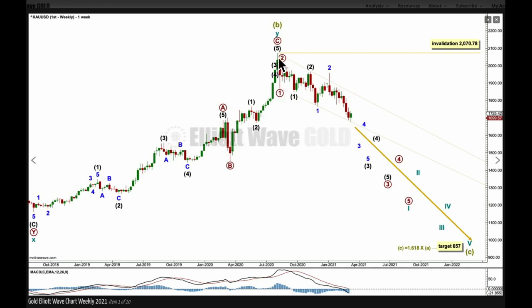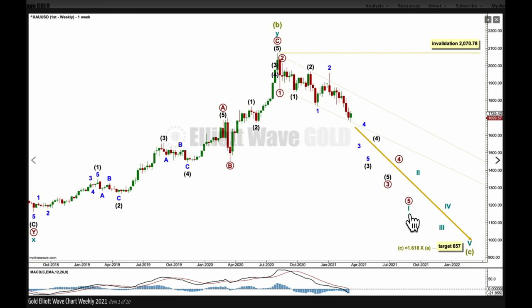Supercycle C may only subdivide as a 5-wave impulse with cycle 1, 2, 3, 4, 5. Cycle 1 would be incomplete, and when it is done, cycle 2 may not move beyond the start of cycle 1 to a new all-time high.